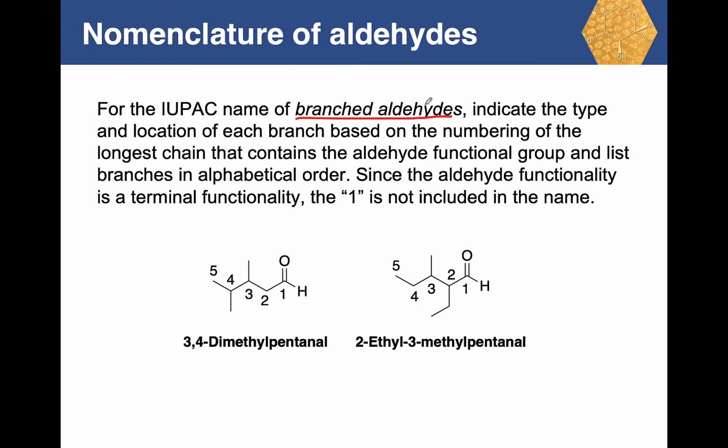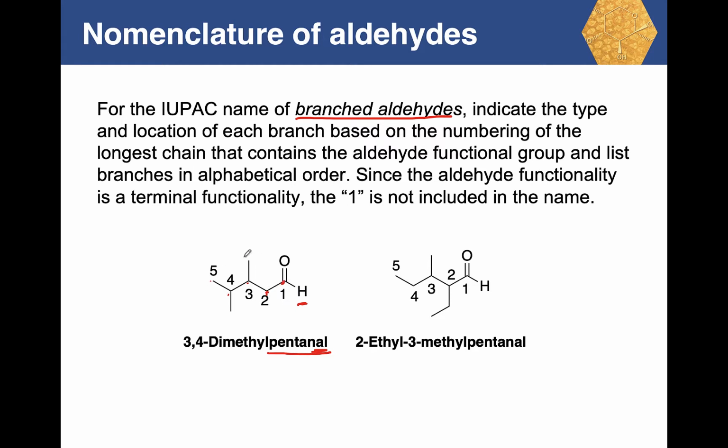So if there's a branch on that chain, how do we name it? The same systematic approach applies. We first identify the functional group as an aldehyde, and why? Here's the H, here's the carbonyl, and here's the carbon that's bonded to it. So it's an aldehyde. How many carbons in the longest chain? 1, 2, 3, 4, and 5. So it becomes a pentanal. And of course, once it's numbered, we just need to put the groups that are bonded to this longest chain.